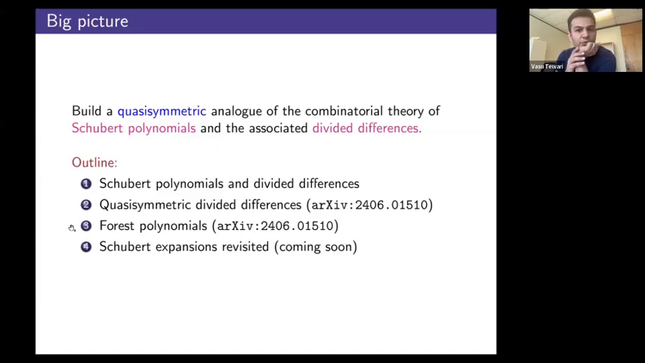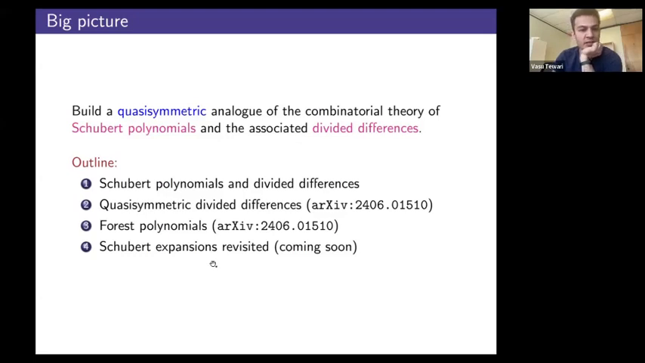So here's a vague outline: some classical stuff to begin with, and then I'll talk about these two topics, bullet points 2 and 3. This is stuff we just put out at the beginning of this month. And finally I want to present some applications to known things. So I'll revisit Schubert expansions. The proof of the pudding is in the eating, so I'll give something back to known results.